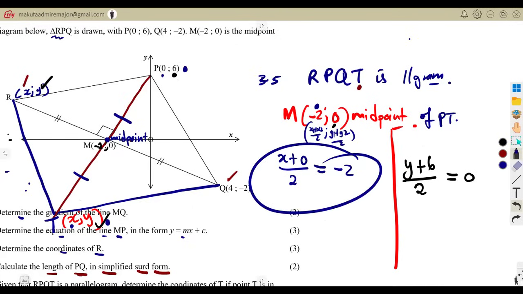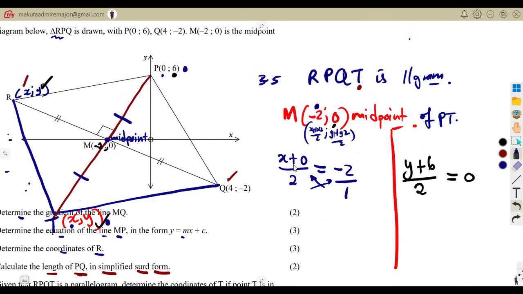All right, so let's solve for x and y, guys. Cross multiply. x plus 0, that's x, is equal to 2 times -2, that's -4. So x is -4. On the other hand, this is over 1. Cross multiply, 1 times y plus 6, that's y plus 6, equal to 2 times 0, that's 0. Take the 6 to the other side, it becomes -6.